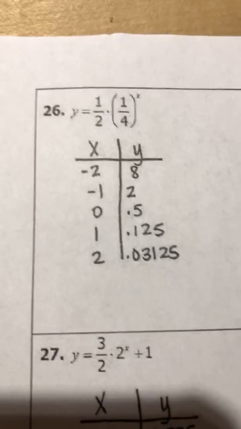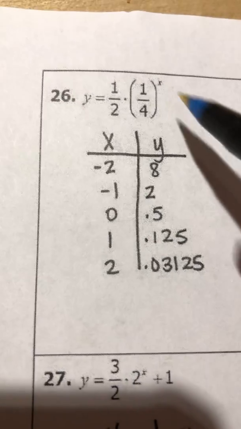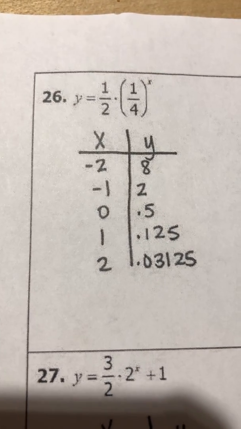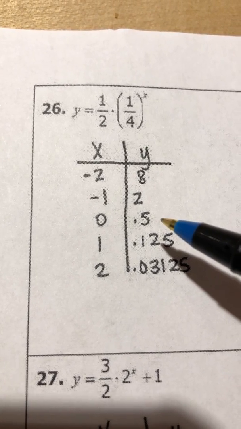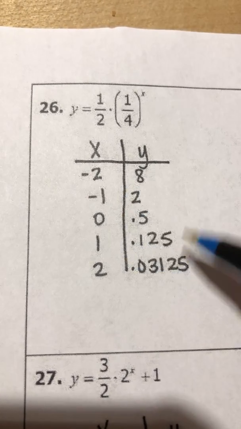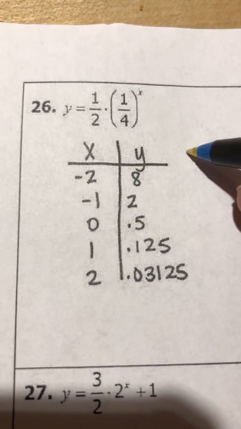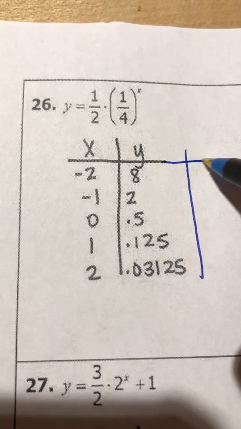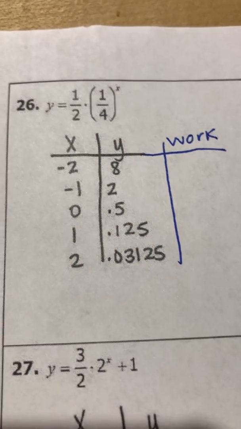Okay, so I already know it's decay because I have a fraction that's being taken to some kind of exponential power. So you can look at my values here. If you don't know how to get these, then like I taught you before, add that 3rd column and show your work to the right. That's very helpful, okay?